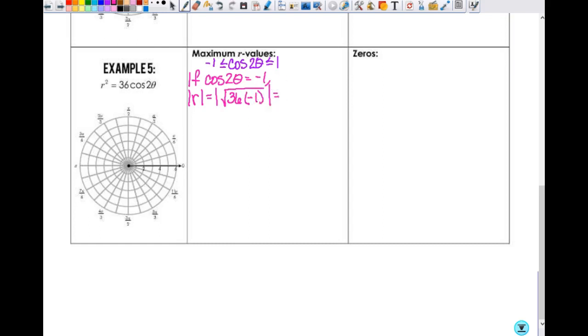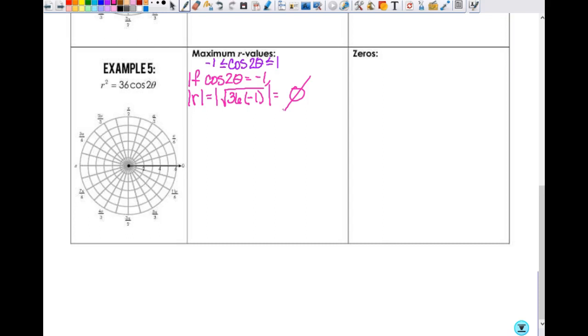Okay, well, what's the square root of 36 times a negative 1? It's an imaginary number, and we're only concerned with the real numbers right here, so technically this doesn't give us anything. This is the empty set. Empty set looks like a 0 with a line through it. So we don't get any answers out of that.